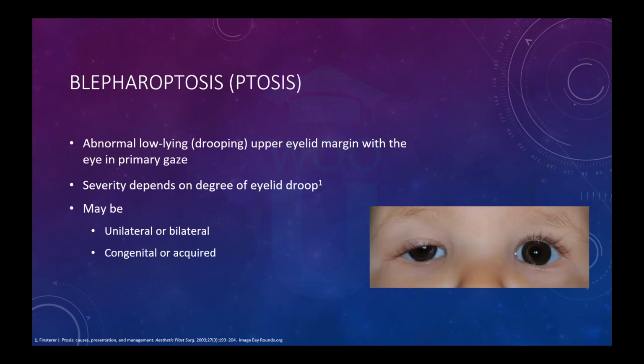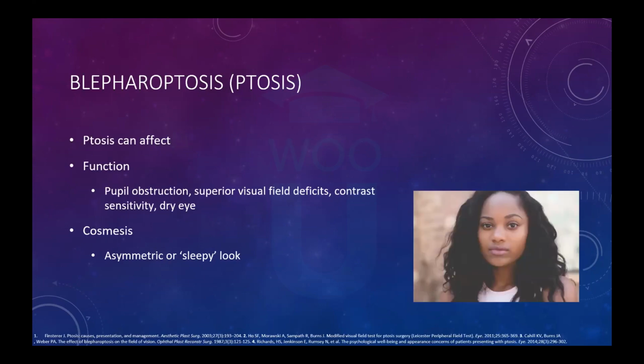So ptosis, as we all know, is the abnormal low-lying or drooping of that upper eyelid with the eye in primary gaze, and the severity does depend. So it can be unilateral, it can be bilateral, it can be congenital and acquired. So I wish I had 4 hours to talk about all of these topics, honestly, but maybe next time with Dr. Woo. But just to touch on ptosis here, we know that ptosis can also really impact a patient's self-perception.